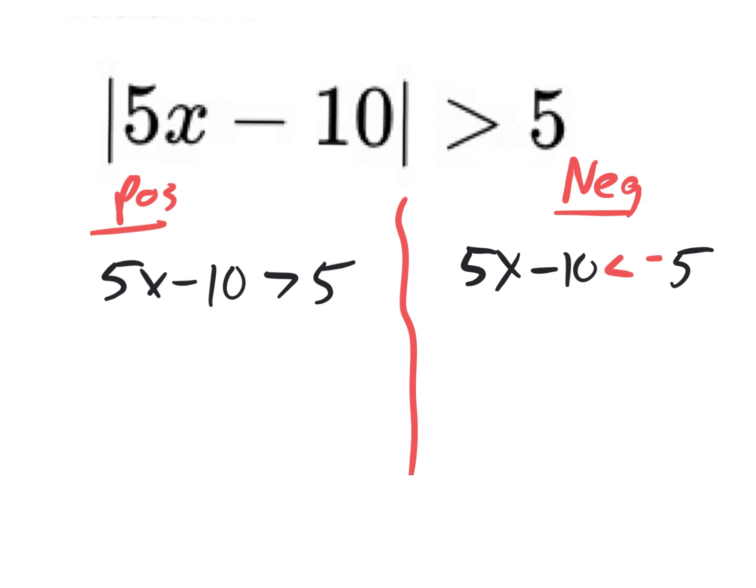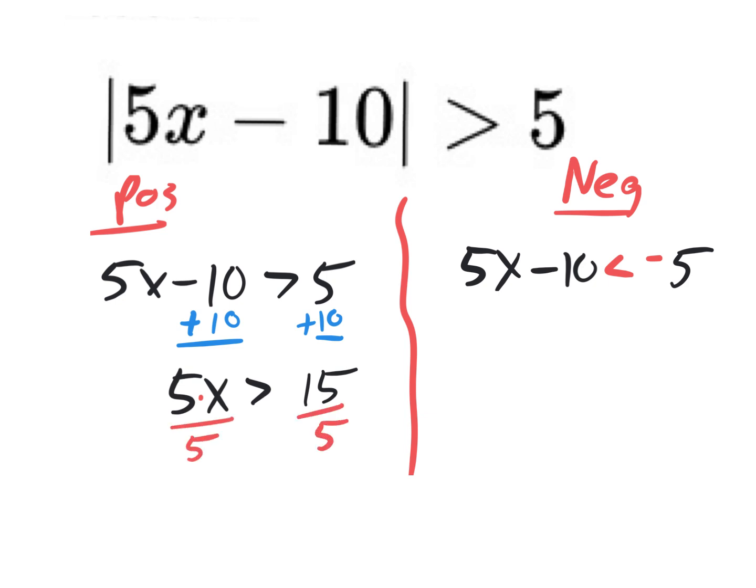So let's solve the positive situation. You want to get x by itself. You don't want the minus 10. You don't want the multiplication of 5. You start with the minus 10. Get rid of it by doing the opposite, plus 10, plus 10. You end up with 5x is greater than 15, which is really saying 5 times x is greater than 15. The way to get rid of multiplication is division. What you do to one side, you do to the other. You're going to end up with x is greater than 3.